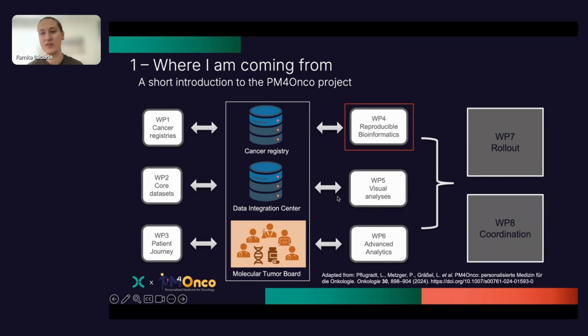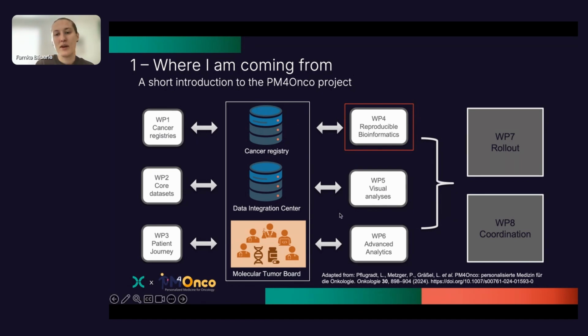red box around it. And all of these 6 work packages are in close contact with the cancer registries and the data integration centers at the clinics. The data integration centers are centers to collect and anonymously store data produced within the clinics. And we also have these molecular tumor boards, which have been established in the last few years, where a combination of different experts, so clinicians, bioinformaticians, and so on, come together and discuss different treatment plans for individual cancer patients. So these are our interactions.